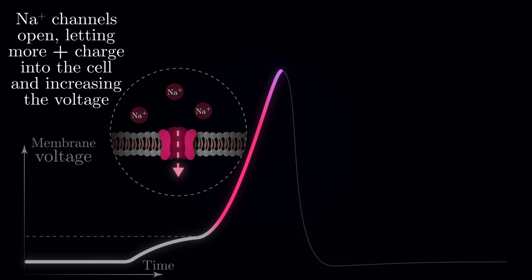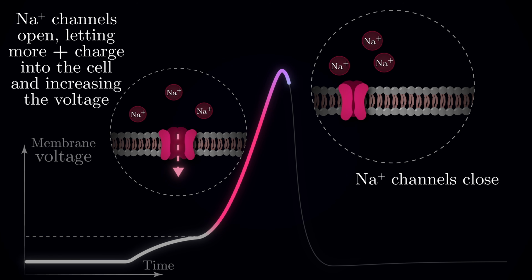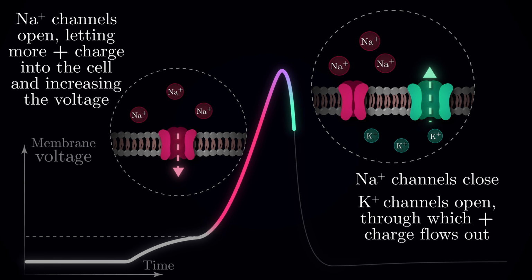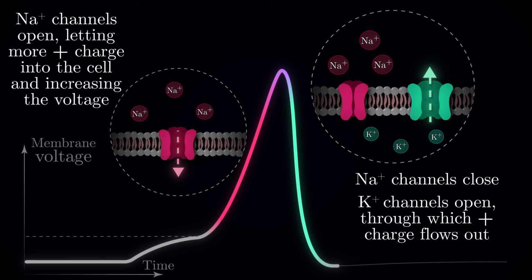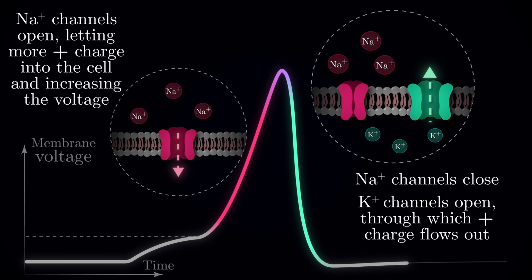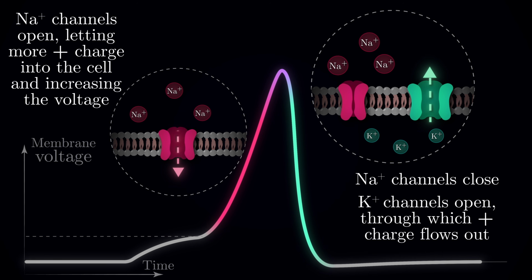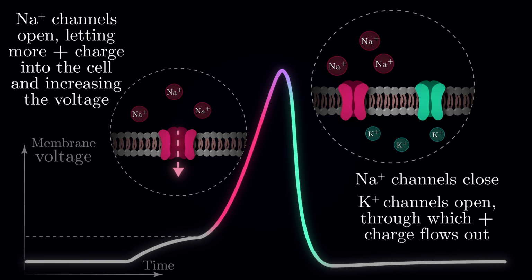After a brief period of opening, sodium channels close, blocking the influx of positive charge. At the same time, channels of another kind open, allowing positively charged potassium ions to leave the cell, driving the membrane voltage back down to its resting level. The entire sequence takes just a few milliseconds, but it's the fundamental signal that neurons use to transmit information.